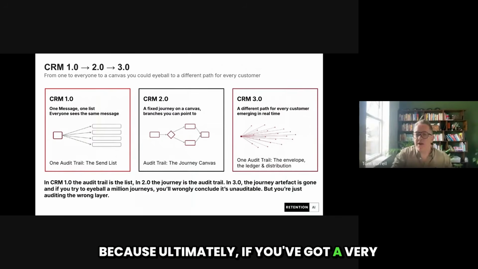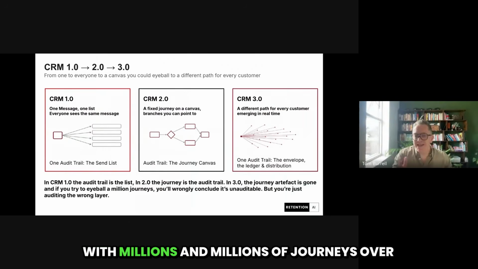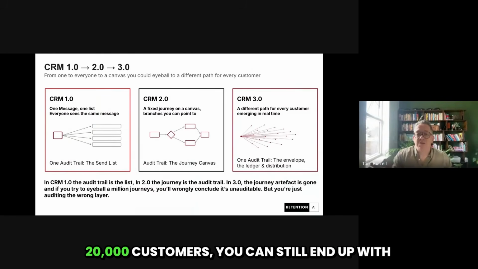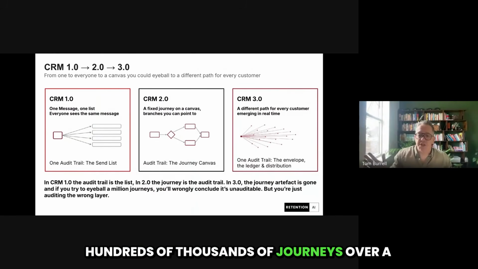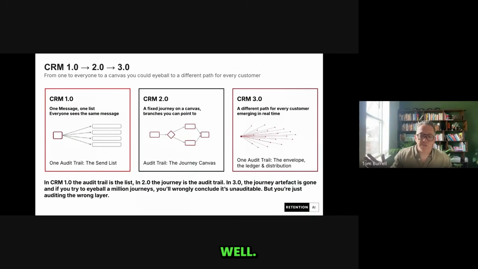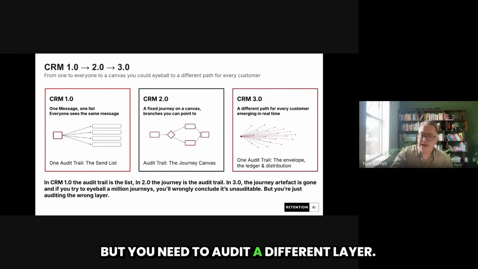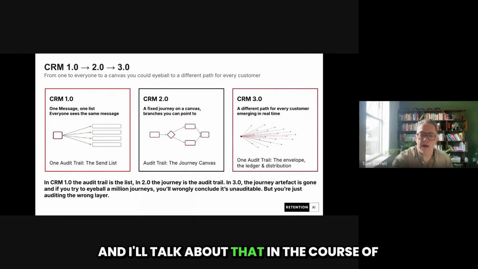But it's not unauditable. You're just auditing it at the wrong layer. Ultimately, if you've got a very large customer base, you're going to end up with millions and millions of journeys over the course of a year. Even with a customer base of 20,000 customers, you can end up with hundreds of thousands of journeys over a year, and potentially even millions. You can't audit every single journey, so you need to audit at a different layer. I'll talk about that in the course of today.